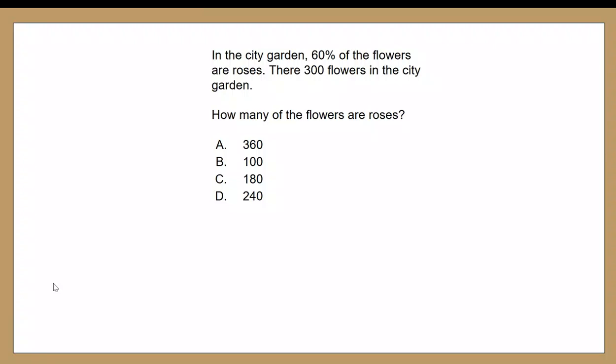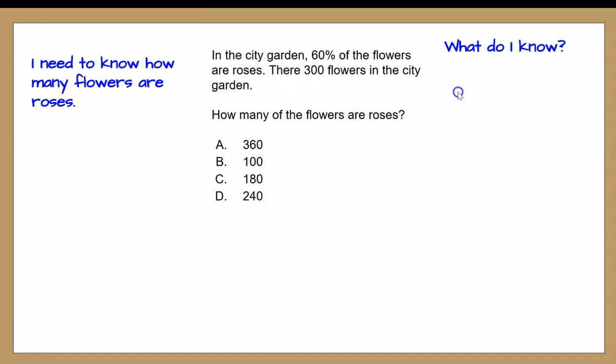In the city garden, 60% of the flowers are roses. There are 300 flowers in the city garden. How many of the flowers are roses? So what are we looking for? How many of the flowers are roses? So of all the flowers in the garden, we want to know what part of that garden is made up of roses. So how many roses are there?